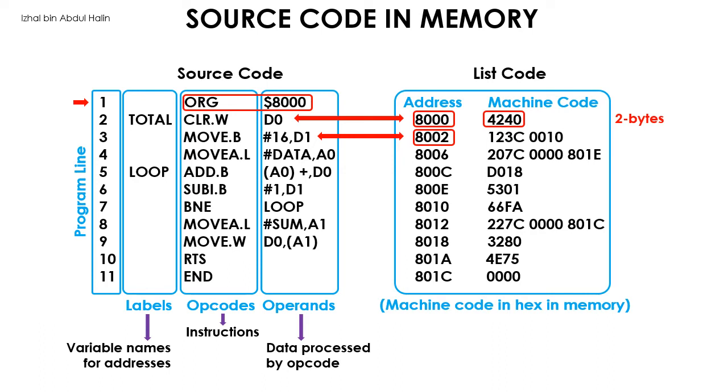At 8002, 123C0011 corresponds to the instruction at line 3 in the source code. It is 4 bytes long. Thus the instruction in line 4 in the source code is translated and saved beginning at address 8006 as 207C0000801E. The translated instruction requires 6 bytes to store. Thus, the next instruction is stored at address 800C. I think you have got the idea on what a list code is.